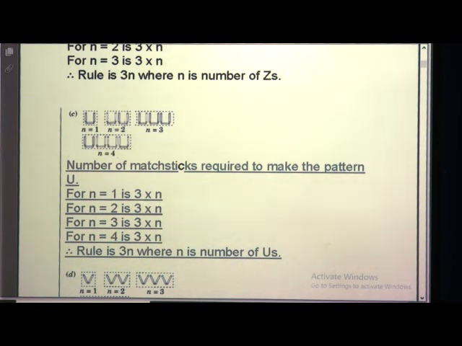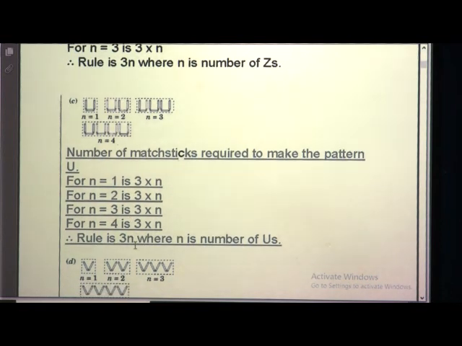So, again how many U's are to be formed? 2 U's. 2 multiplied by 3. 2 3s are 6. So, 6 matchsticks. How many U's are to be formed? 3. So, 3 3s are 9. How many matchsticks? 9 matchsticks. Here 4 U's, 3 matchsticks, 4 3s are 12. So, how many matchsticks? 12. So, here we have the rule 3n, that is 3 into the number of U's to be made.